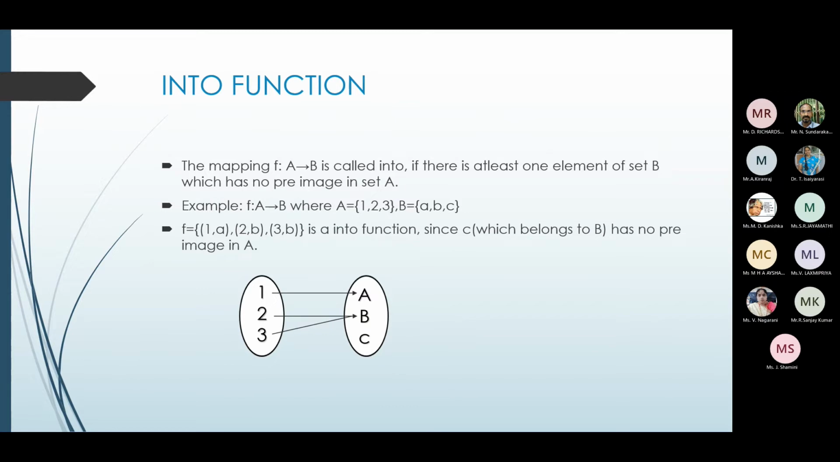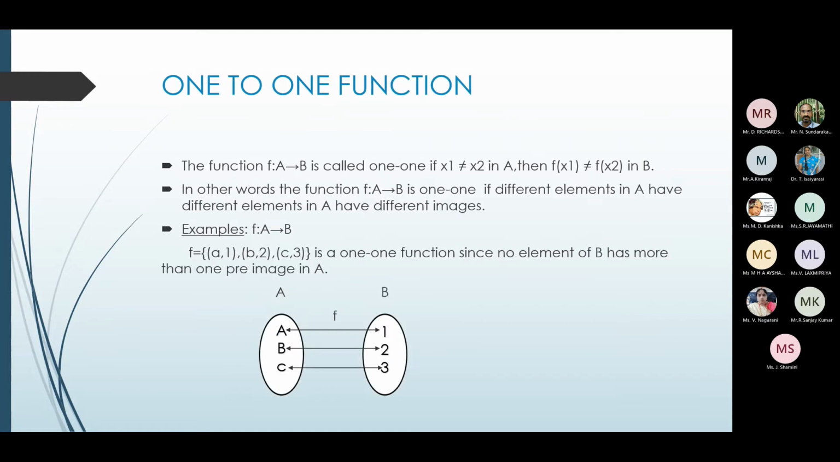Then one-to-one function. As the name itself says, every element in the domain has its own element in the codomain. The function from A to B is called one-to-one if every element in the domain has a distinct element in B. For example, a is mapped to 1, b is mapped to 2, and c is mapped to 3. Since no element of B has more than one pre-image in A, it is said to be a one-to-one function.